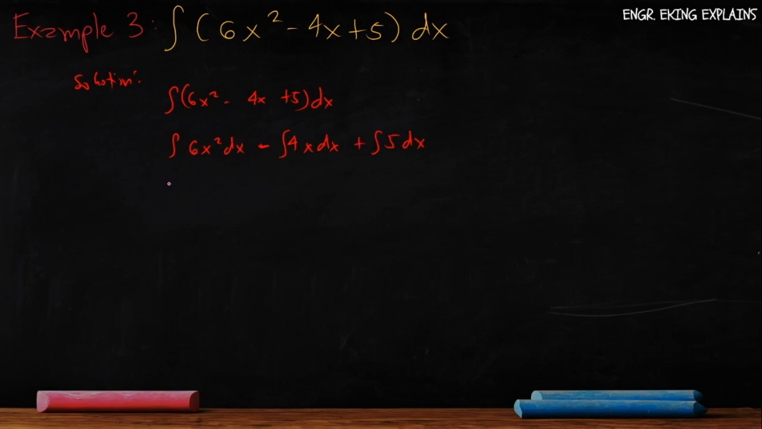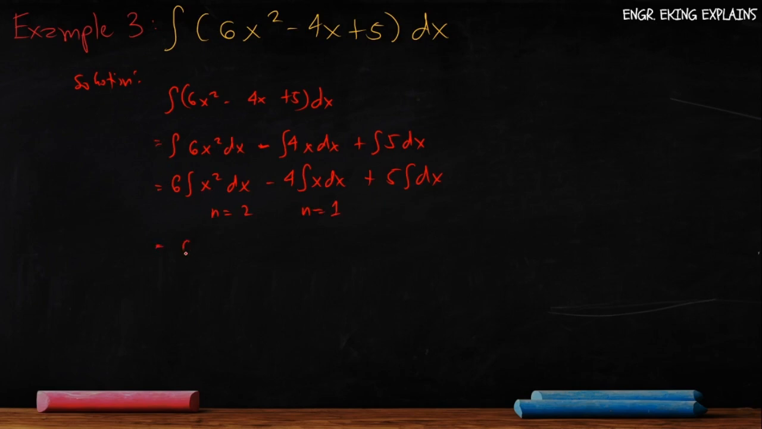And after that, we need to separate the constants from the given integral expression. So we have x squared dx minus 4x dx plus 5 dx. For this one, this is an exponent, so n is equal to 2. This one is n equals 1, and this one has no exponent. So here we will use the power formula.